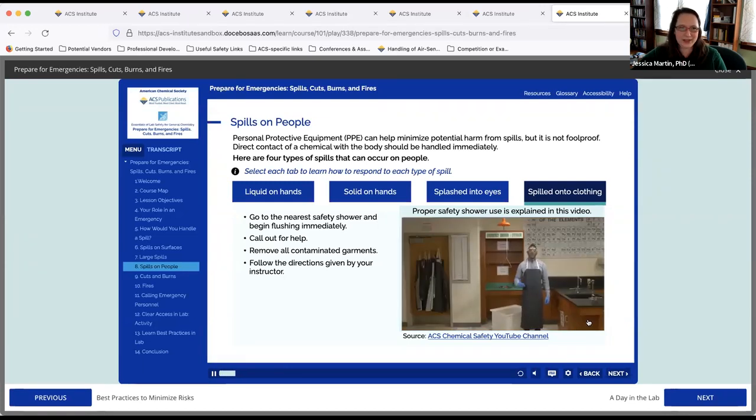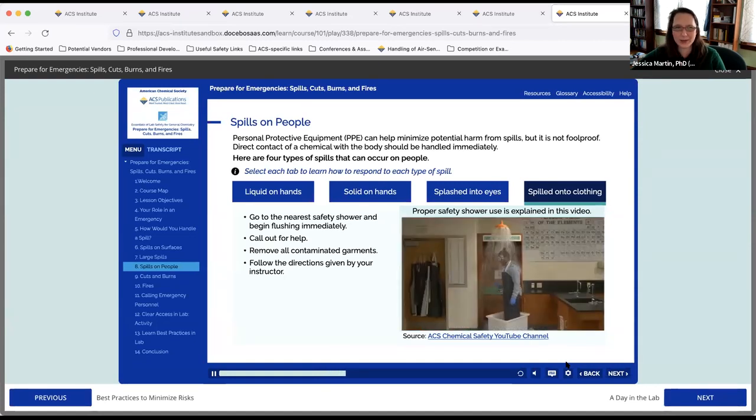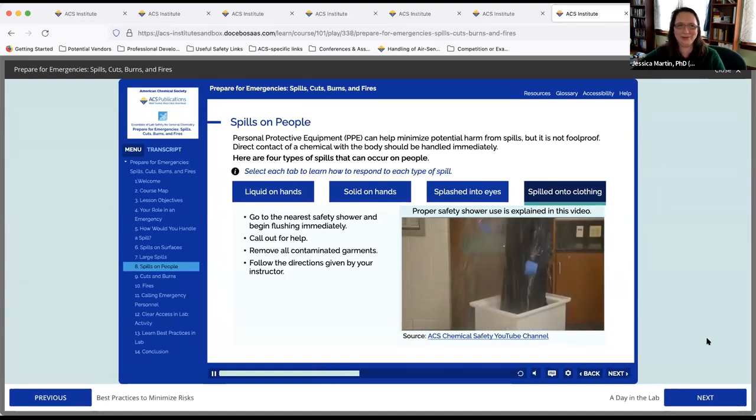So as an example of this, here we have included a video of a person explaining the proper use of a safety shower. Now, it is not common for students to get to see a safety shower in operation before they themselves need to use one in an emergency. This gives them a chance to see how it operates and what to expect when they initiate one.